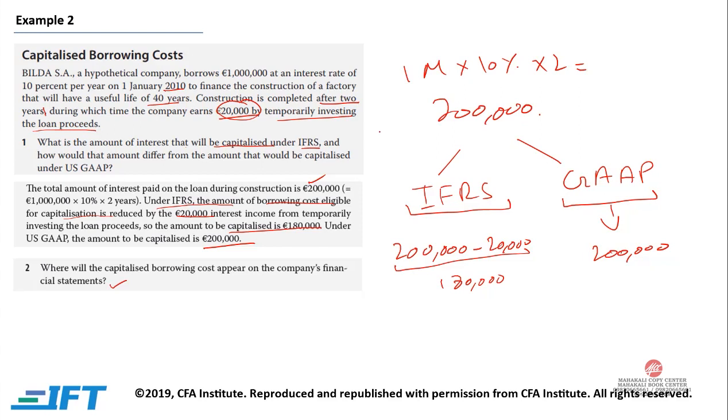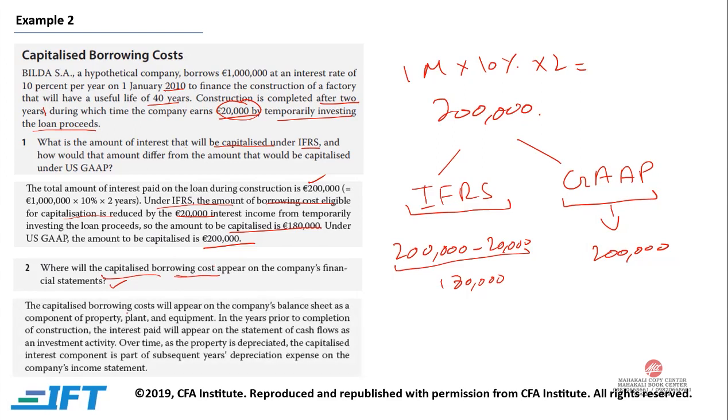So, capitalized borrowing costs would increase your balance sheet. The capitalized borrowing costs will appear on the company's balance sheet as a component of property, plant and equipment. In the year prior to completion of construction, the interest paid will appear on the statement of cash flows as an investing activity. So, it will be investing activity.